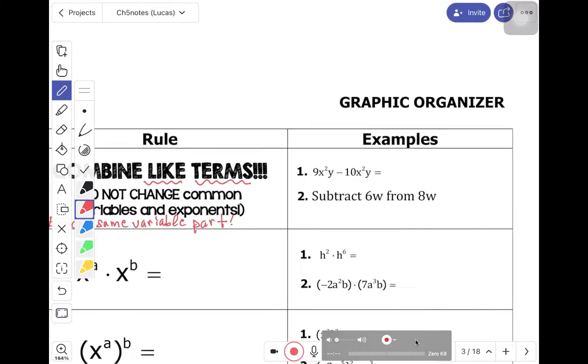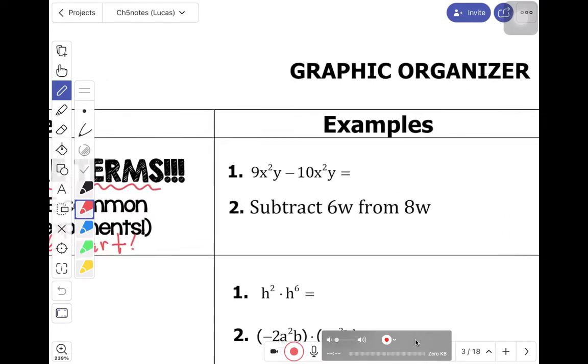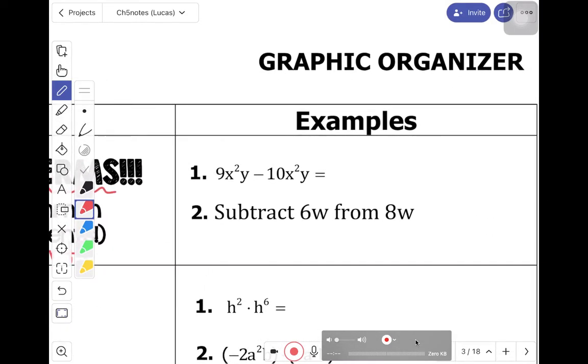So for instance, when I look at this first example off to the right, see how we have 9x squared y minus 10x squared y. They have the exact same variable part. X squared y is in both of those terms. And again, terms are just things separated by a plus or a minus sign. So here, if I have 9x squared y minus 10x squared y, that just makes negative 1x squared y. You just put the 9 minus 10 together, and then the x squared y just comes along for the ride.